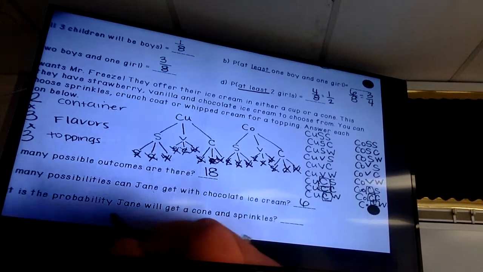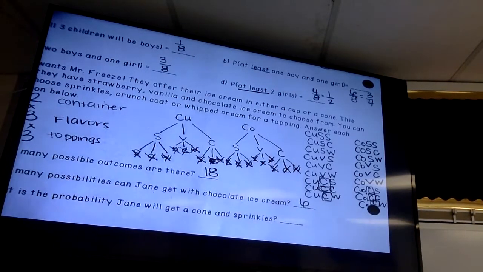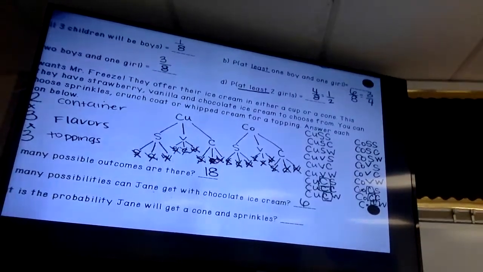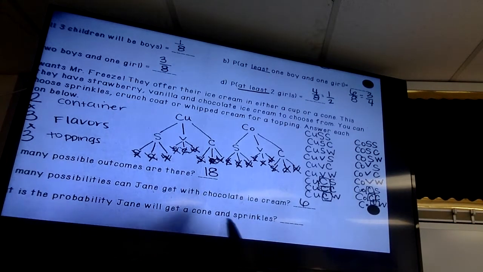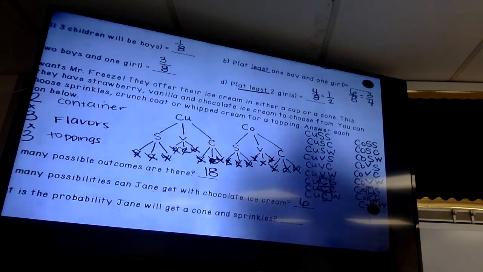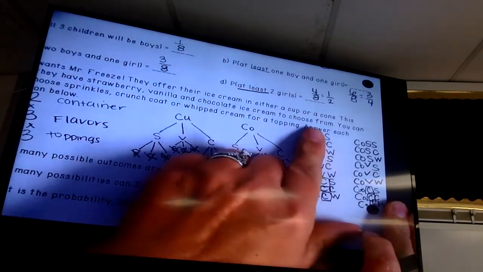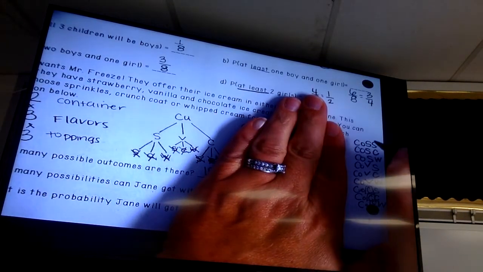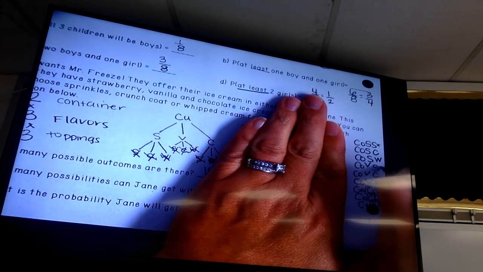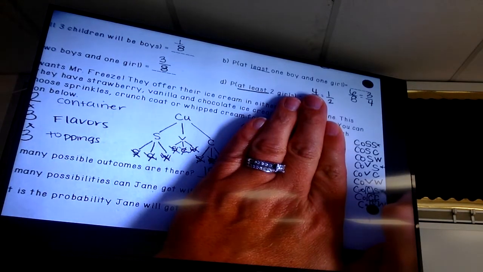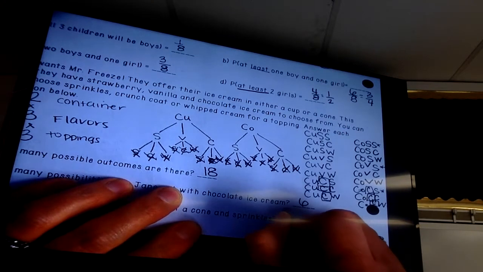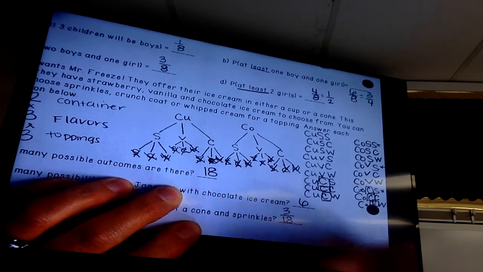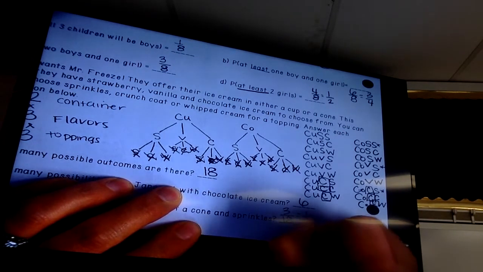Now, this one's asking for a probability, so now I definitely need to use a fraction. Okay, finally, this is a probability. So what's the probability Jane will get a cone and sprinkles? So if I'm using my list, I'm going to cover up the cup ones because those don't even matter. And sprinkles was the last thing on the list, toppings was. So anything that ends with an S. So here's one, here's one, here's one. So a cone with sprinkles, that's 3 out of the 18 different possibilities, or a 1 in 6 shot.